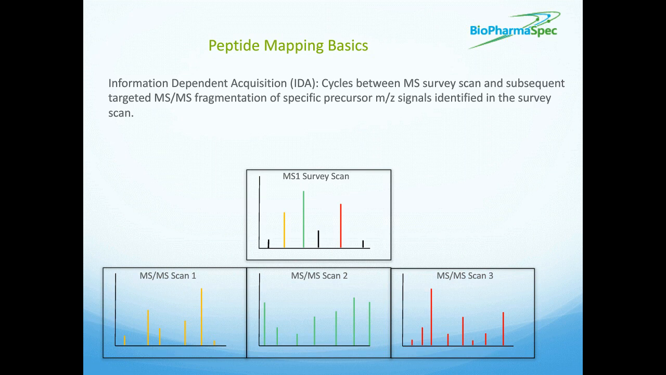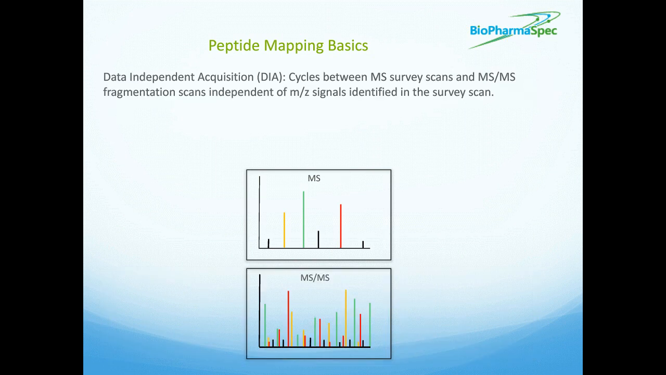In contrast, the other method of acquisition is data-independent acquisition, which can also be called MSE or SWATH, depending on, again, what model of mass spec you're using. For this, the instrument cycles between MS survey scans and MS-MS fragmentation scans, but these are independent of the mass-to-charge signals identified in the survey scan. MS-MS fragmentation spectra can be derived from several precursors, making it difficult to determine which fragmentation data is attributable to which single precursor.